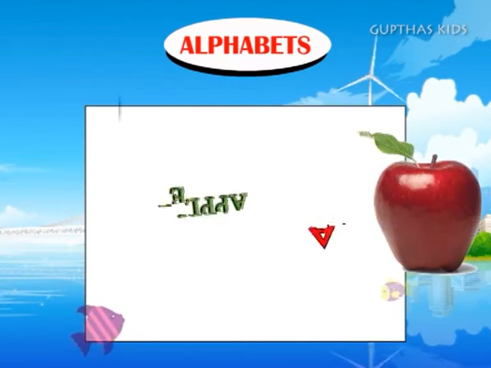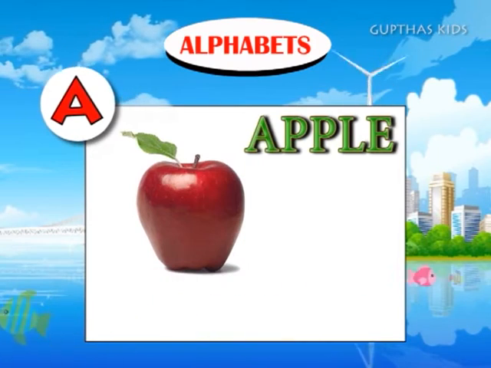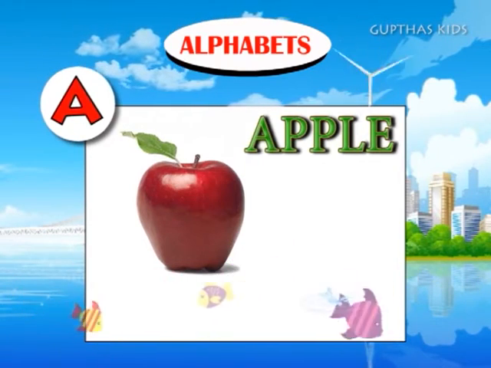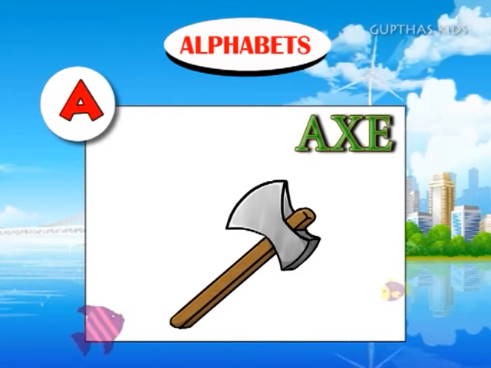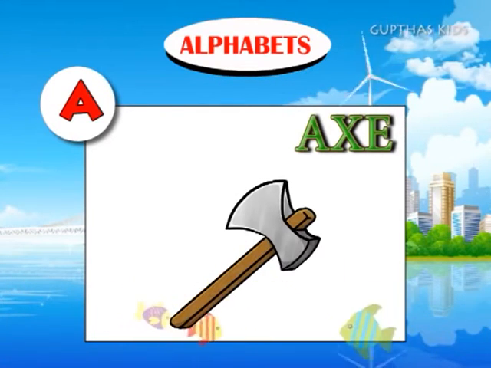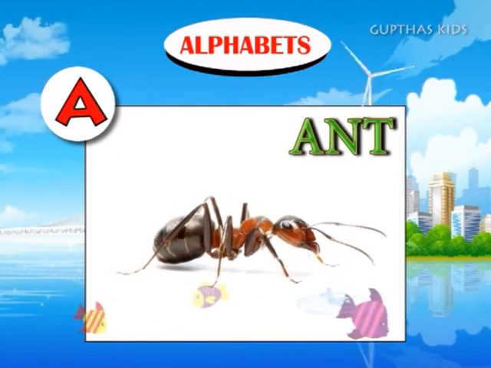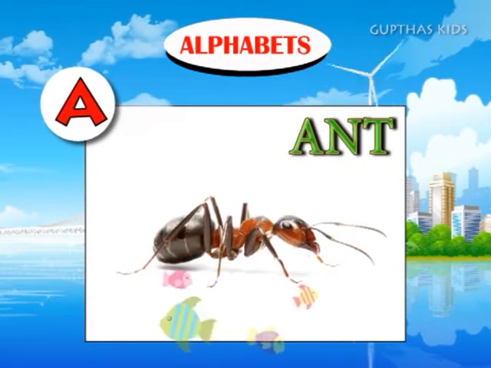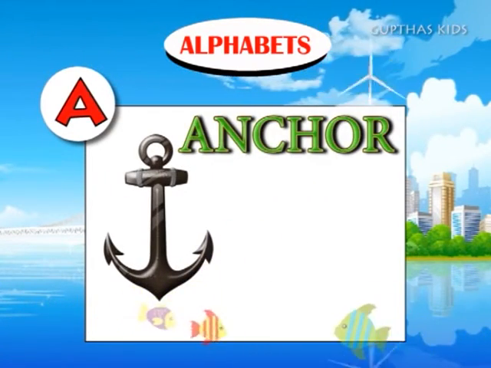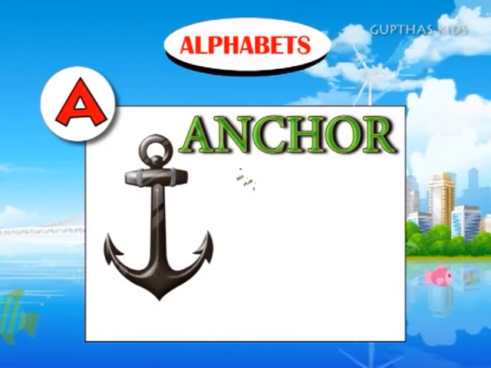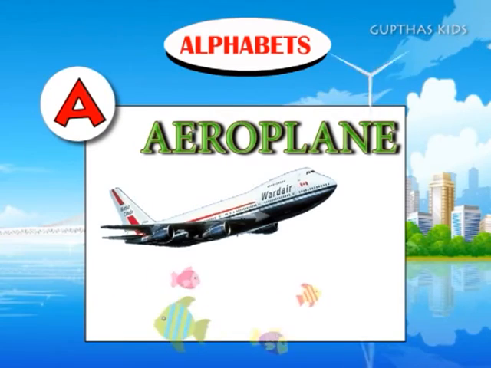Alphabets. A for apple. A for axe. A for ant. A for anchor. A for aeroplane.